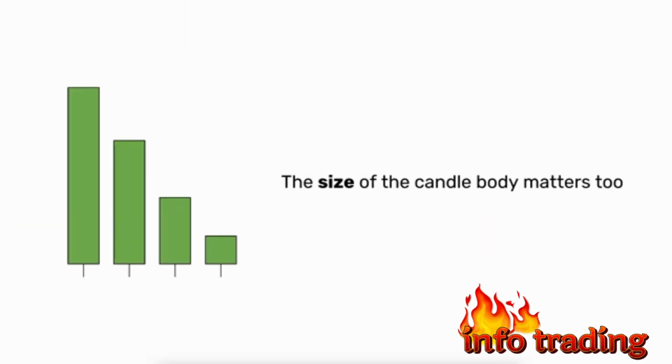Now, when we're looking at strength candles, as with all candles, the size of the candle body matters too, okay? We have 4 examples here. All are showing uninterrupted buying, but the largest candle is by far going to be the strongest and the best indication that the buyers are in control. A very small candle body, even if there is no upper wick, doesn't show a massive amount of buying.